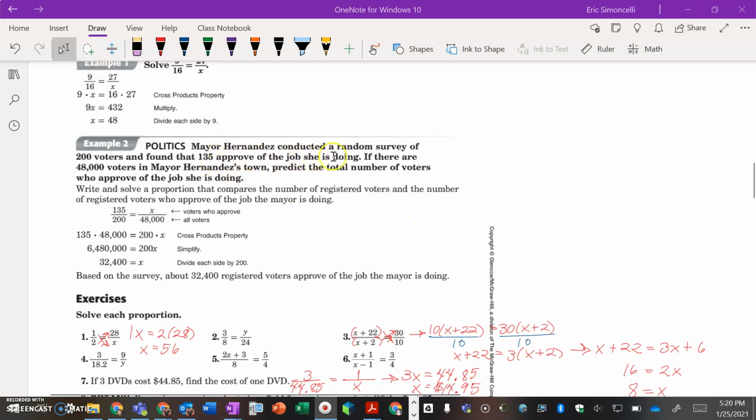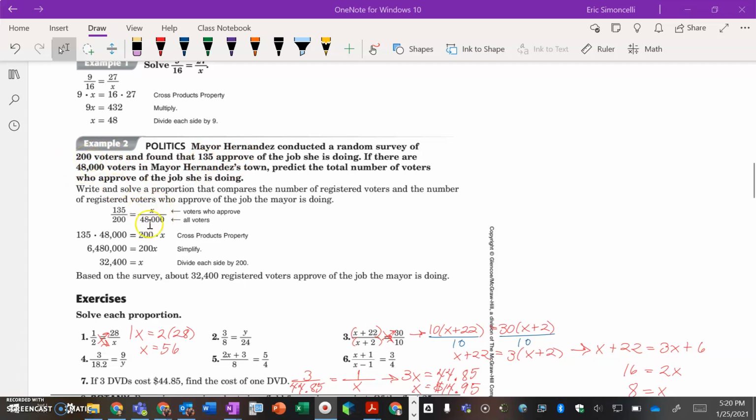Politics. Mayor Hernandez conducted a random survey of 200 voters and found that 135 approved the job she is doing. If there are 48,000 voters in Mayor Hernandez's town, predict the total number of voters who approve the job she is doing. So we're going to write and solve a proportion that compares the number of registered voters and the number of registered voters who approve of the job that she is doing. So as you can see, on the left side of our proportion, we've got 135 over 200, which is the random survey relationship that's being made. 135 approved divided by the 200 that were surveyed.